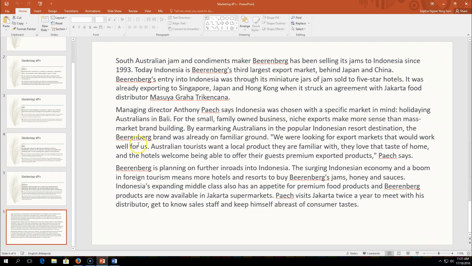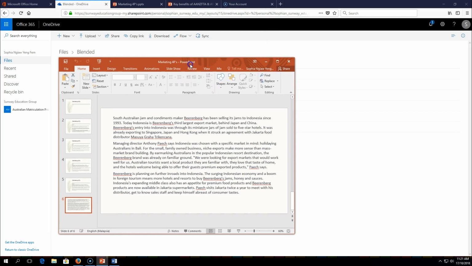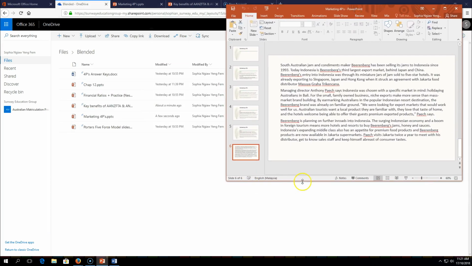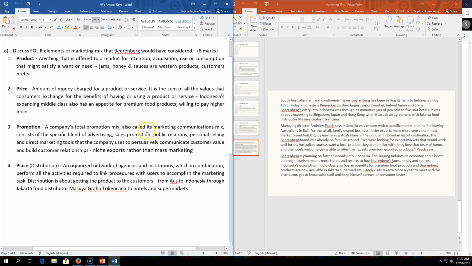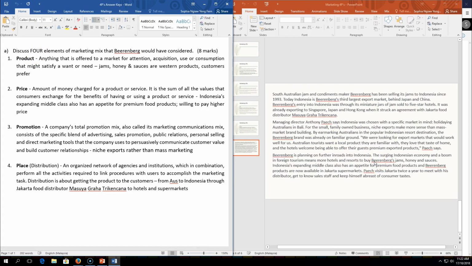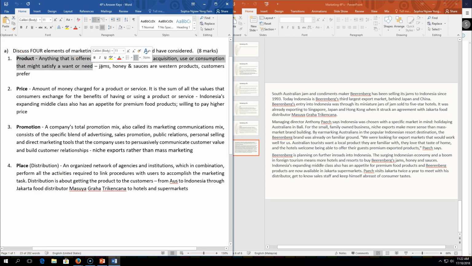Now, let's say the question asks about the 4 P's of Berenberg. I'm gonna show you guys now how you are meant to answer it. Okay, so question: discuss 4 elements of marketing mix that Berenberg would have considered. So obviously these are your 4 P's. So how to answer questions like this? Always define and identify what are the types of products Berenberg have considered when they are expanding into Indonesia. So that's your answer.